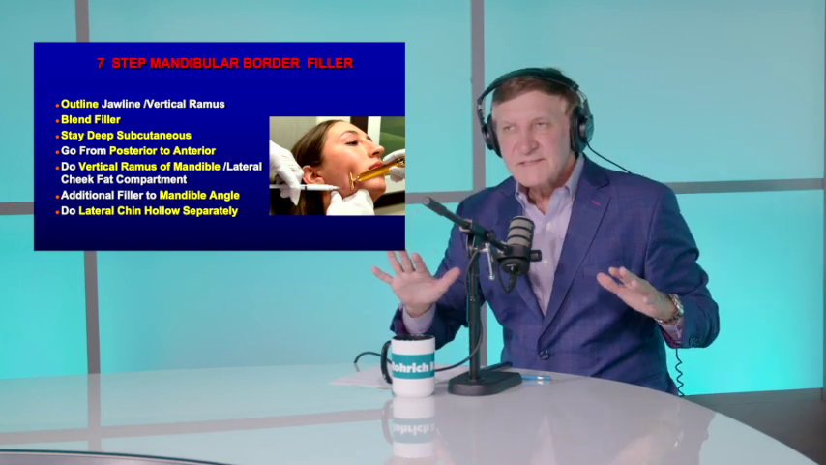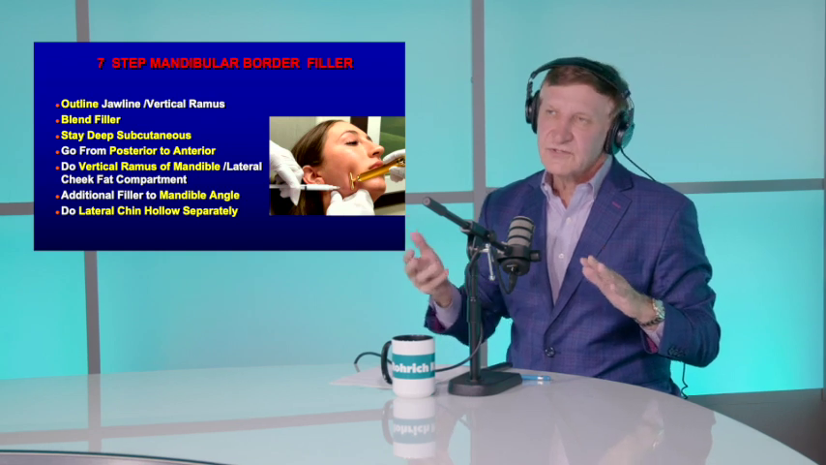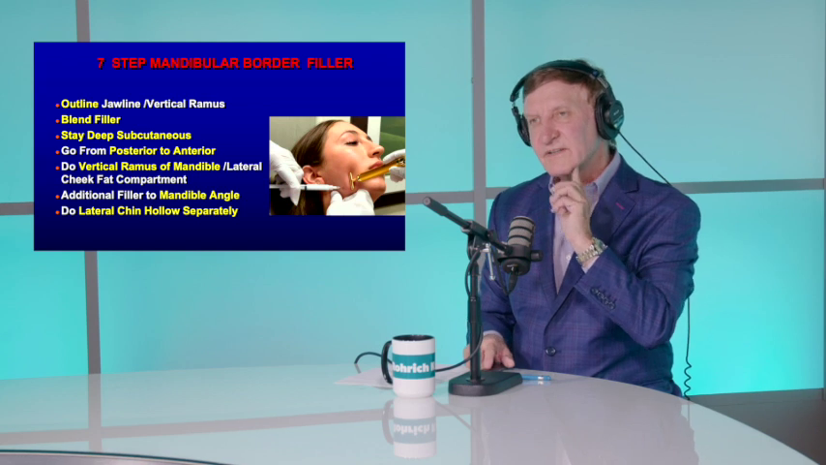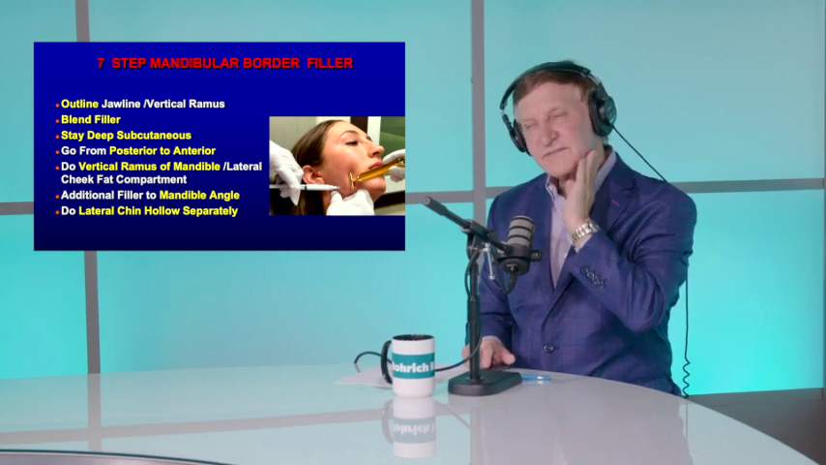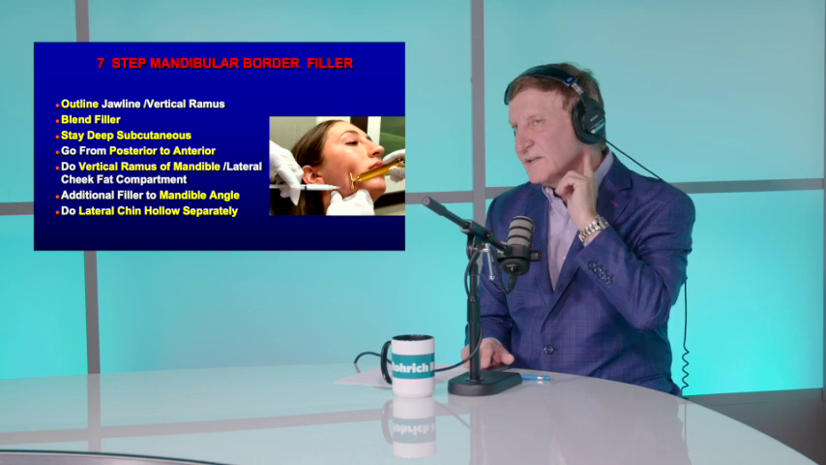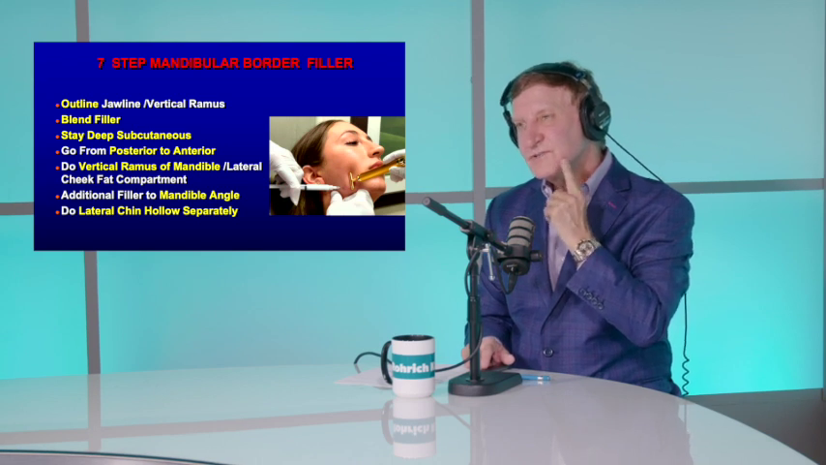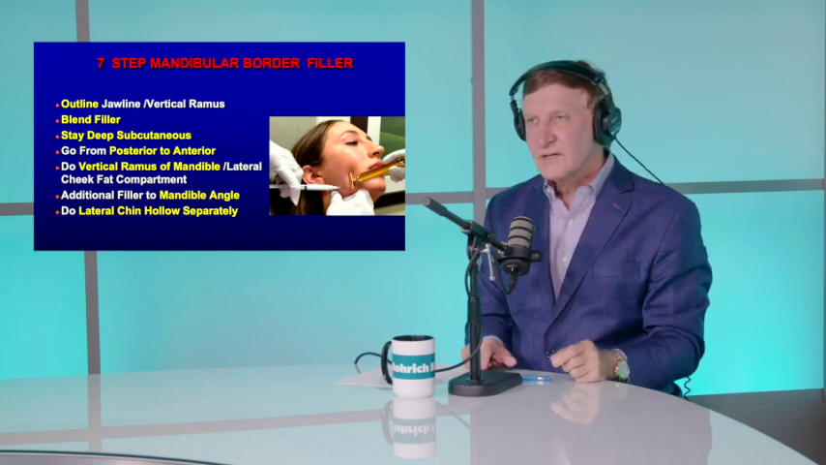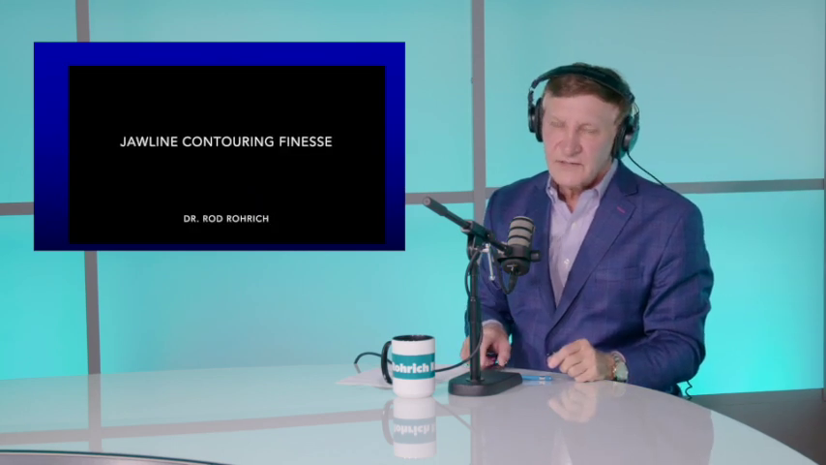So this is a 7-step technique for enhancing the jawline or the mandibular border filler. I'm going to outline these on the jawline and how I blend the filler. I stay in the deep subcutaneous tissue, filling from behind the jawline to the anterior lateral chin, and then, of course, filling in the mandibular border as well. This is a contouring finesse video to show you exactly how I do it. I mark not only the angle of the mandible, but the mandible itself, and then the lateral chin hollow in this area, and then, of course, the vertical ramus as well.